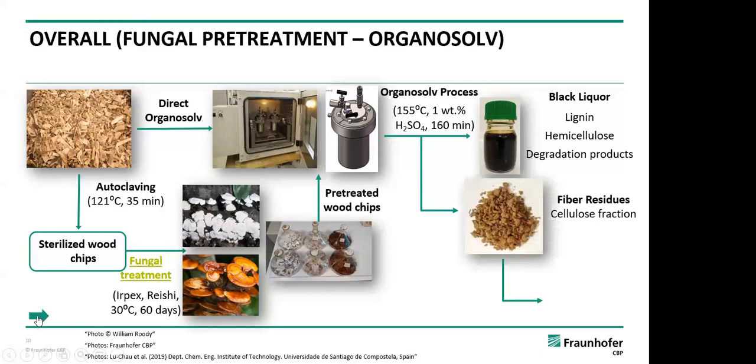And the solid phase resulting after the Organosolve process is the fiber residues, the cellulose fraction, washed with water to get rid of ethanol and sugars, and subjected to enzymatic hydrolysis using CTec3 and HTec3 at 50 degrees, pH 5, for 24 hours to produce glucose and hydrolysis residues.